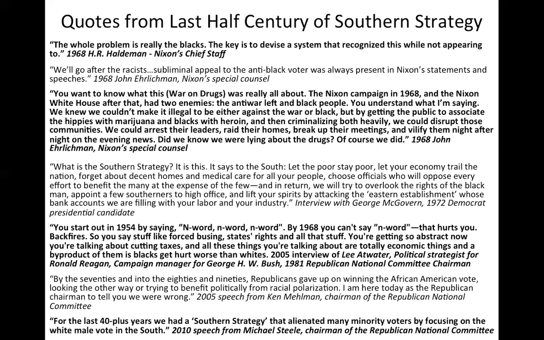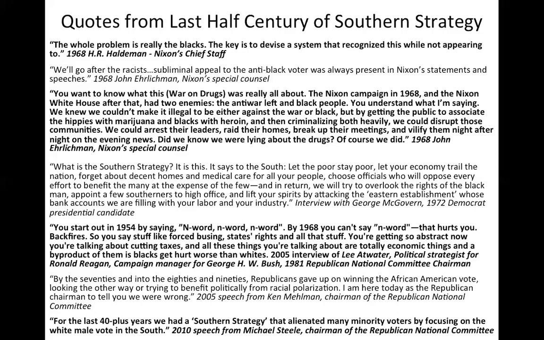This is a really good one. Lee Atwater was a political strategist for Ronald Reagan in the 80s and George W. Bush, and was integral in really defining this. He said in an interview, you start out in 1954 by saying the N-word, N-word, N-word. He obviously said the actual word. By 1968, you can't say the N-word. That hurts you, it backfires. So you say stuff like forced busing, states' rights, and all that stuff. You're getting so abstract now, you're talking about cutting taxes, and all those things you're talking about are totally economic things, and the byproduct of them is blacks get hurt worse than whites.